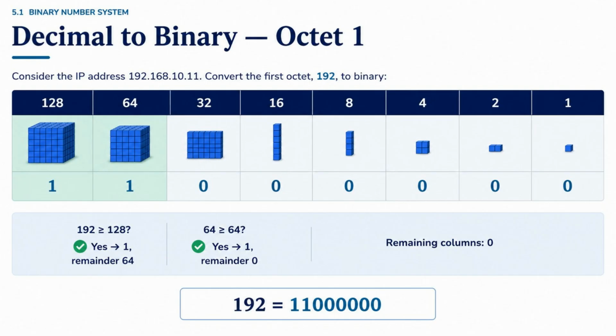Worked example. Octet 1 of 192.168.10.11. Is 192 greater than or equal to 128? Yes. Write 1, remainder 64. Is 64 greater than or equal to 64? Yes. Write 1, remainder 0. Every remaining column is 0, since nothing is left over. Result: 192 equals 11000000. Walk each question out loud, so students hear the pattern repeating.